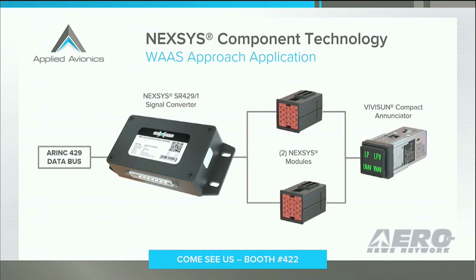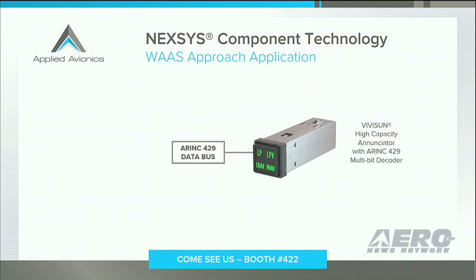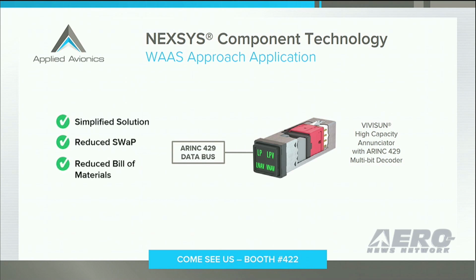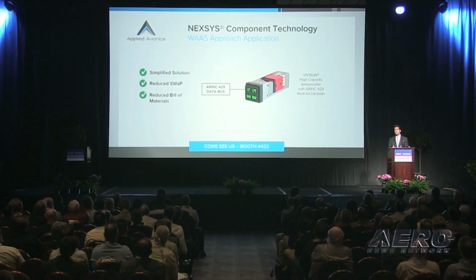As you can see, prior to today, our solution utilized additional hardware from our Nexus product line, including our own black box signal converter, Nexus modules, and a Vivasun enunciator, until now. With the new Nexus ARINC 429 multi-bit decoder, the Vivasun LPV enunciator can now receive the 429 data directly from the bus. It decodes the 3 bits required for WAAS approach, then performs the additional decoding required to meet the 3 specific bit combination. We took what is typically an external black box solution and placed it internal to a Vivasun switch, and from an installation standpoint, you can't get much simpler than that.